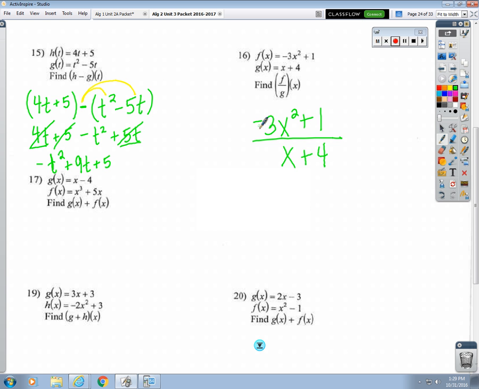Okay, when you look at the numerator, is there anything you can GCF? No. You can't pull anything out of a 3a squared or a 1 besides 1, and factoring out a 1 is not going to change anything.